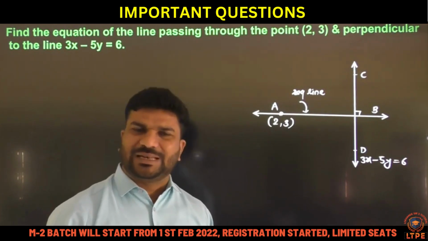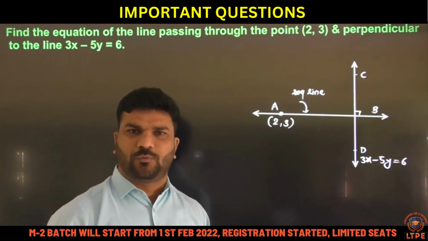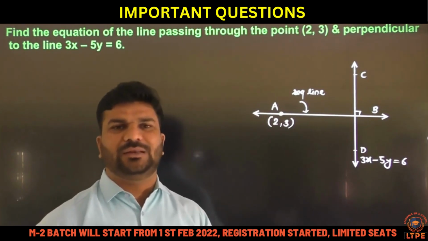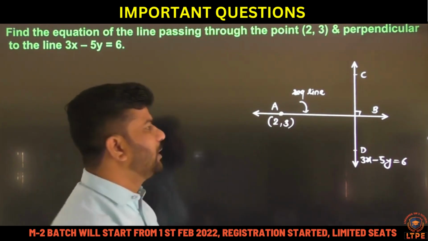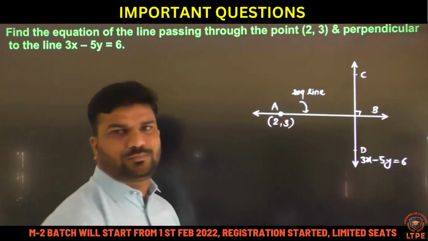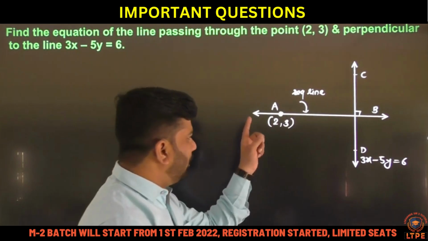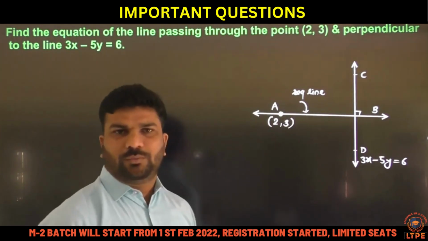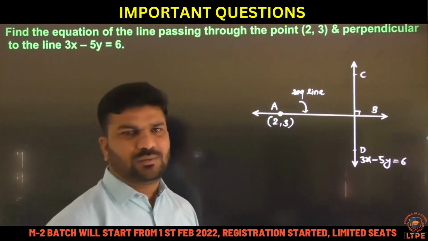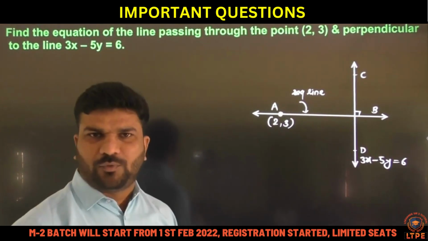The equation of a straight line is generally calculated by using 4 forms. First form is the 2-point form. For that we need 2 points on the line. But here only 1 point is known. Our point A is known to you, but point B is unknown. So, the 2-point form is not used here. The second one is the slope point form.